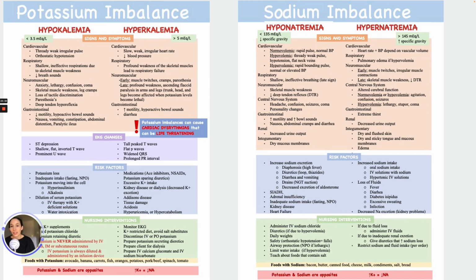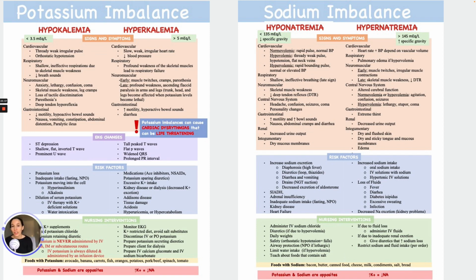Neuromuscularly, we'll see skeletal muscle weakness and decreased deep tendon reflexes. We may see headaches, confusion, seizures, coma, and personality changes. Gastrointestinally, they may have increased motility and increased bowel sounds, nausea, abdominal cramps, and diarrhea. They may have increased urine output and dry mucous membranes.